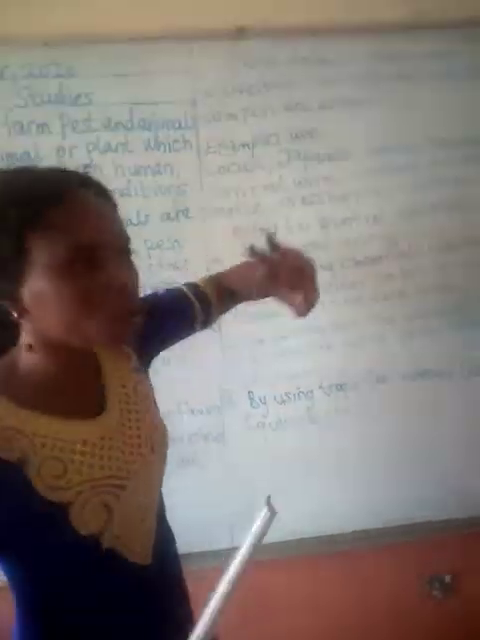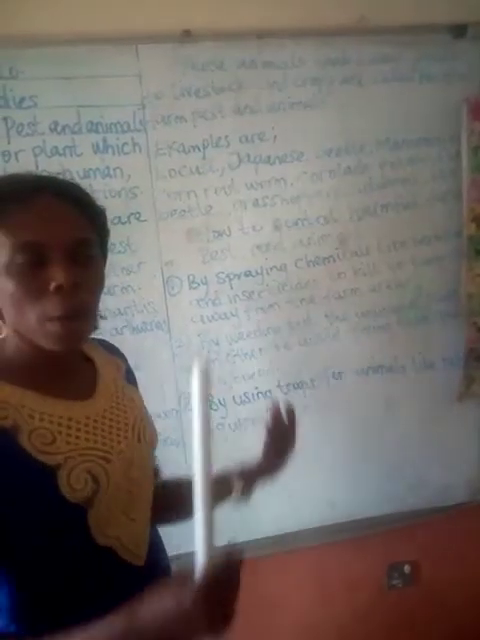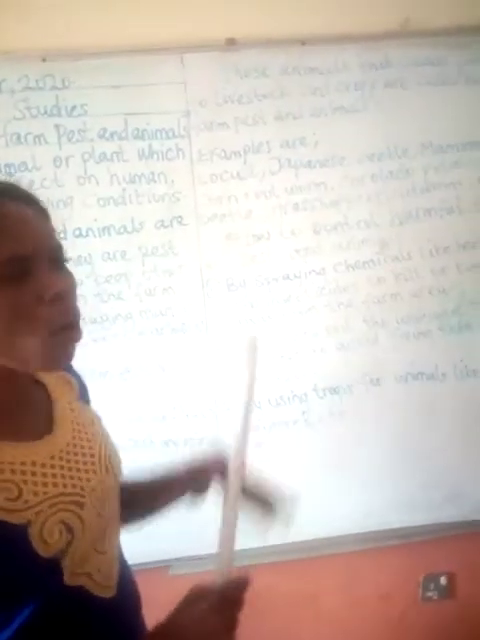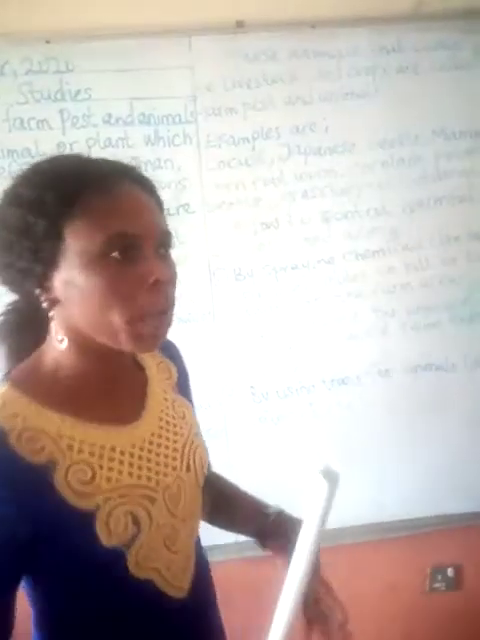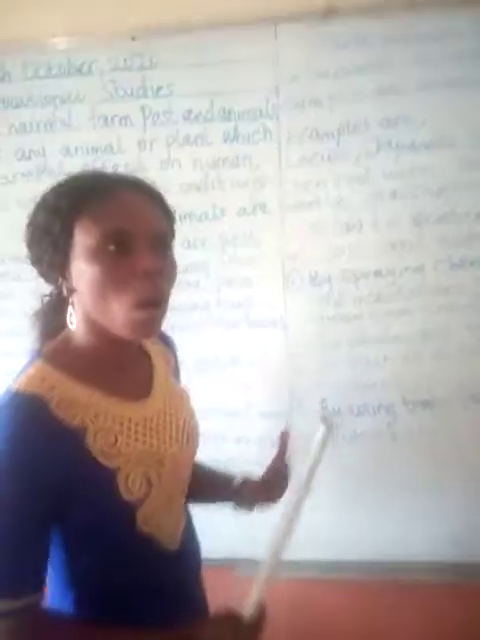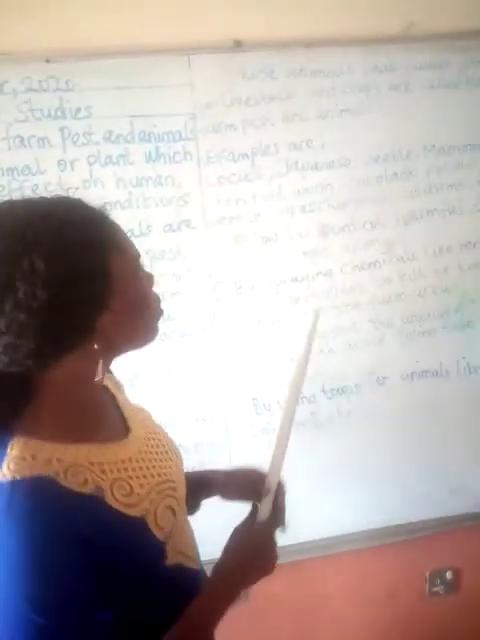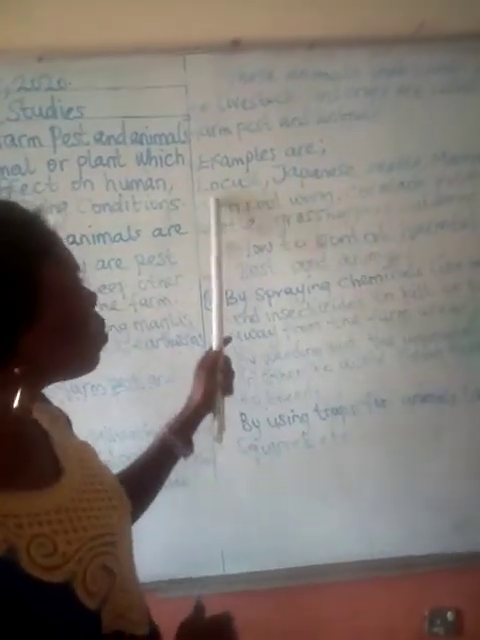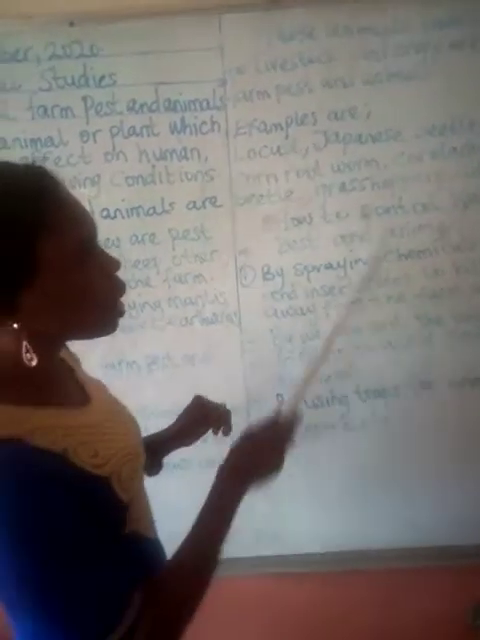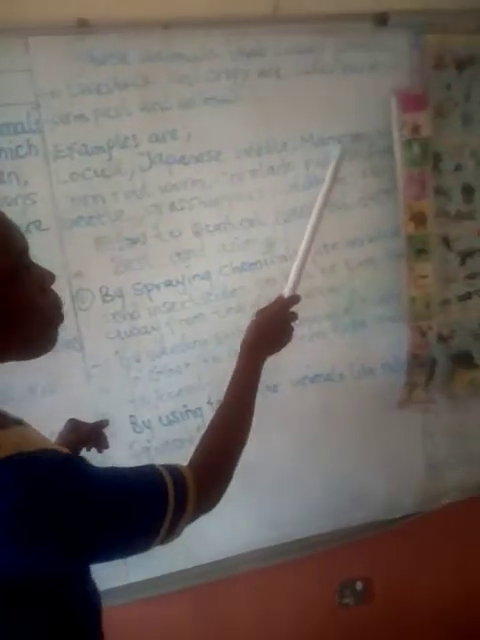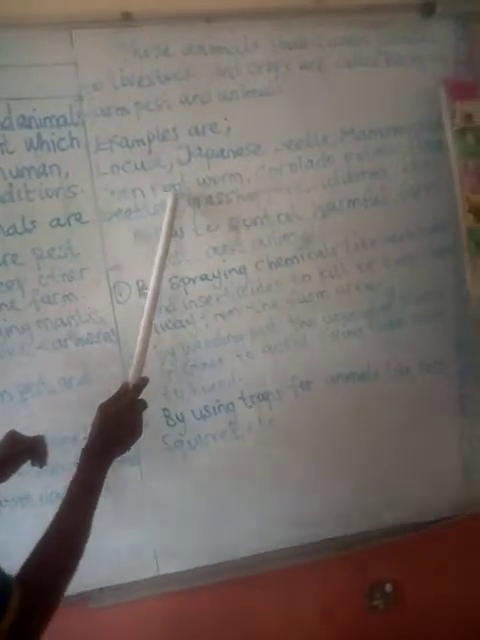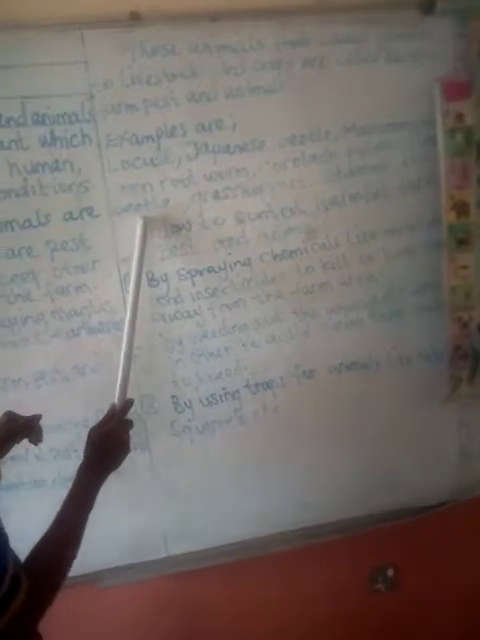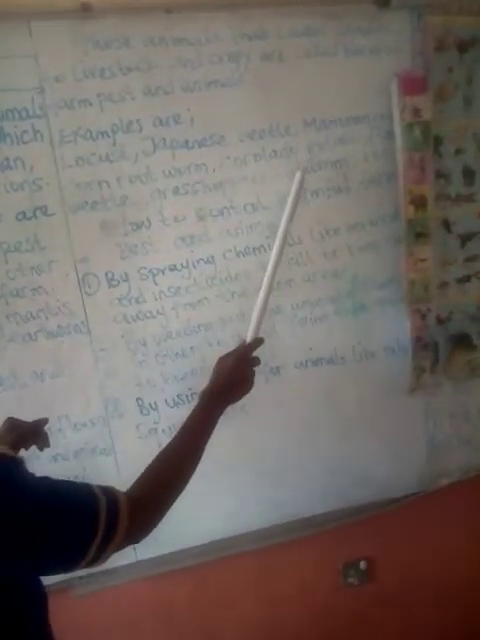They are all livestock. And your crops like your pumpkin leaves, your wheat leaves, and all of that. So they cause damage to these crops, thereby not making them to grow as they ought to. Now let's look at some of the examples of these harmful farm pests and animals. The first one I have here is the locust, the Japanese beetle, the mole cricket, the corn rootworm, the Colorado potato beetle, the flea beetle, the grasshoppers, and the cutworms.